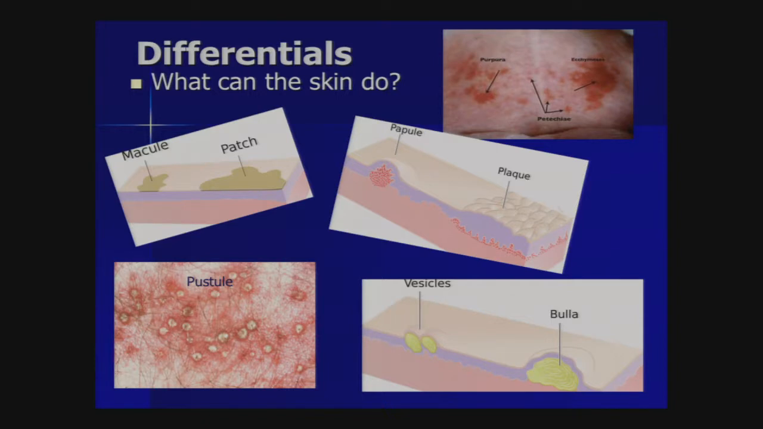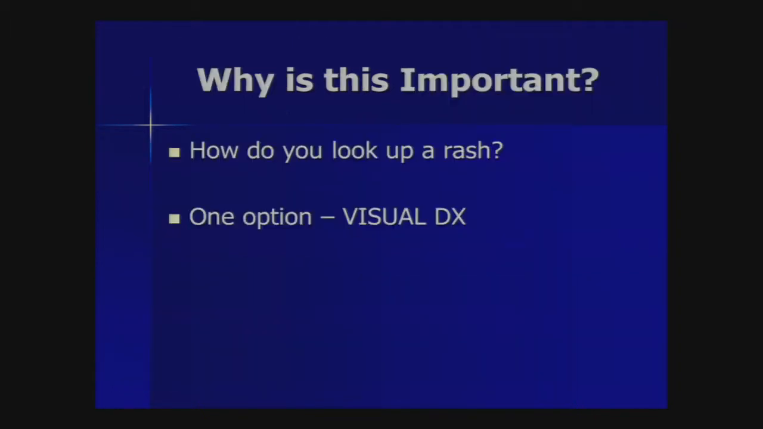When it's flat, if it's just red and flat, those are macules and patches. When it's raised, it's more papules. If it's fluid-filled, it's a vesicle. If it's blood-filled, it's purpura. If it's pus-filled, it's a pustule. And then there are other words for different sizes. But why is that important?